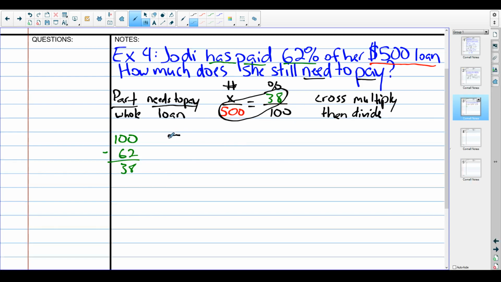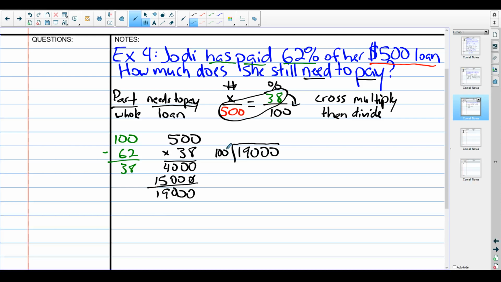So 500 times 38, so that's going to be 0, 0, 40, bring down the 0, 0, 0, 15. So that is 19,000 divided by the number we didn't just multiply, which is 100. What's really nice about these is that we're either going to multiply or divide by 100 every time. Multiplying or dividing by 100 is not so bad, especially when we have zeros we can cross out.